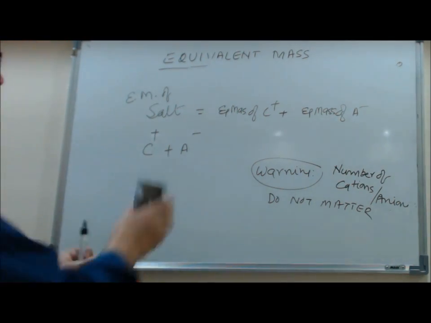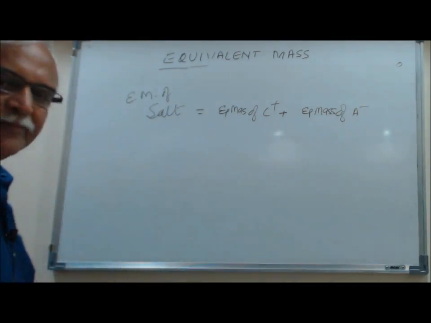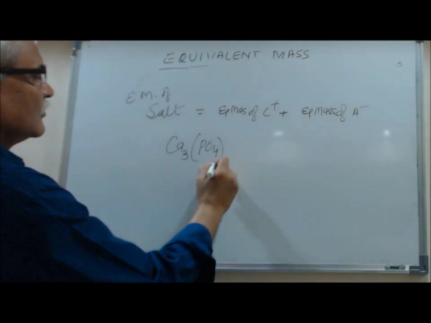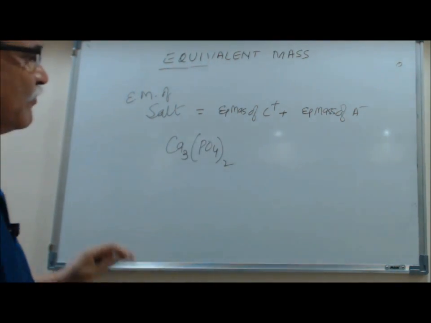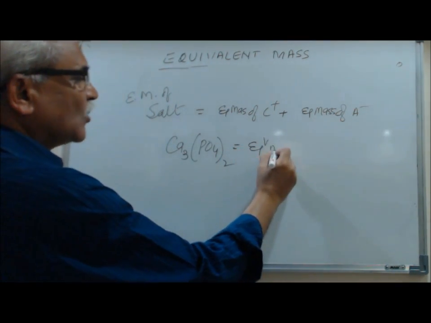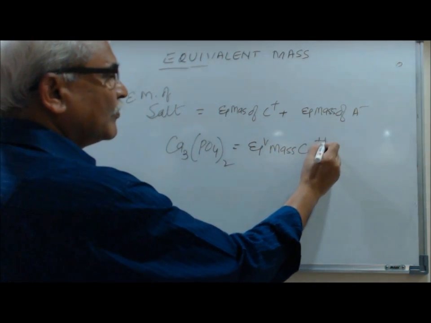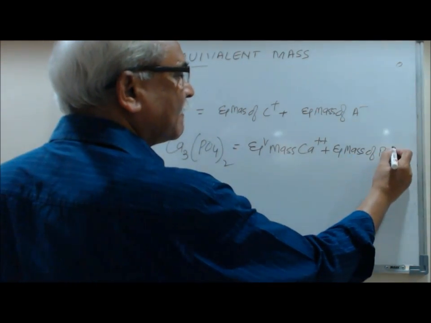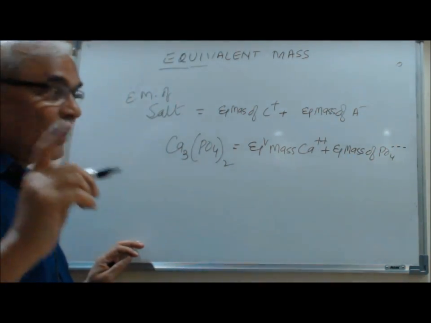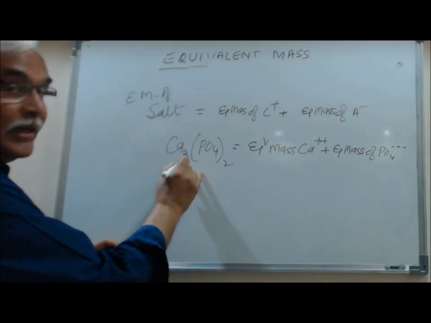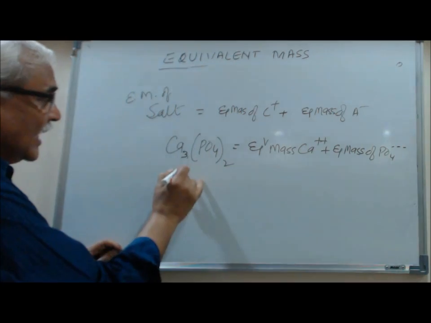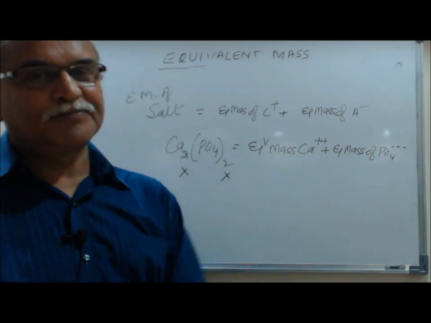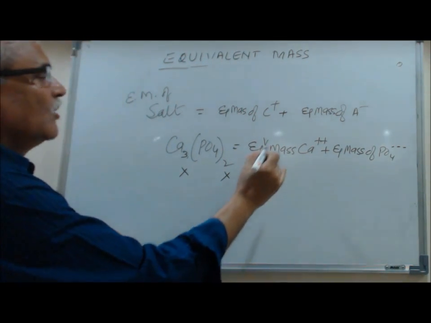Okay. Example. I want to find the equivalent mass of calcium phosphate. What does the expression say? It will be equal to the equivalent mass of calcium plus the equivalent mass of phosphate. Warning, I am not multiplying by 3 just because these 3 and 2 at the moment are of no use. At the moment they do not play any role here. Be very careful about it. It will be just the equivalent mass of calcium.